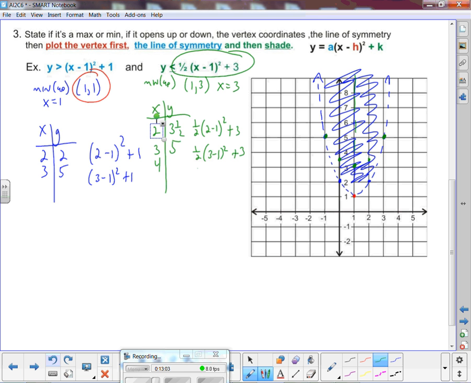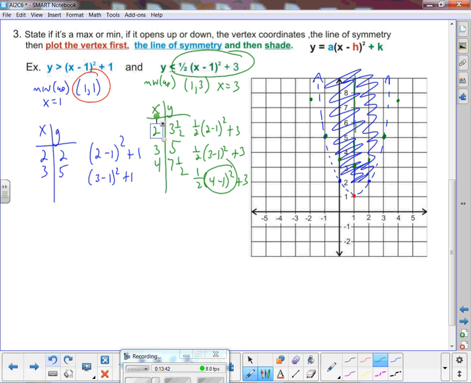Let's go 4. Half. Oops, that's a 4. All right, half. Put a 4 where the x variable is. All right, look right here. 4 minus 1 is 3. 3 squared is 9. 9 times a half is 9 halves, or what? 4.5. 4.5 and 3 is 7.5. All right, so 4, 7.5. Right there, and I am 3 to the right. Got to go 3 to the left.